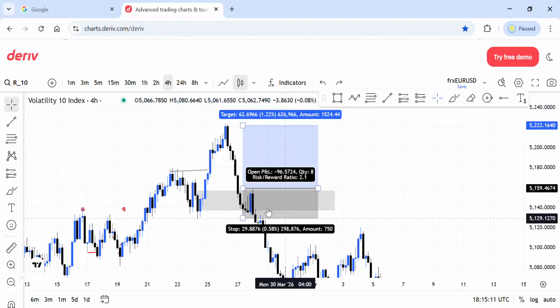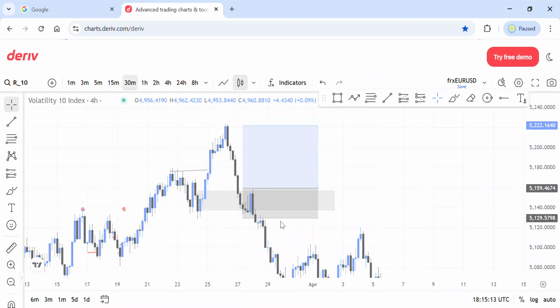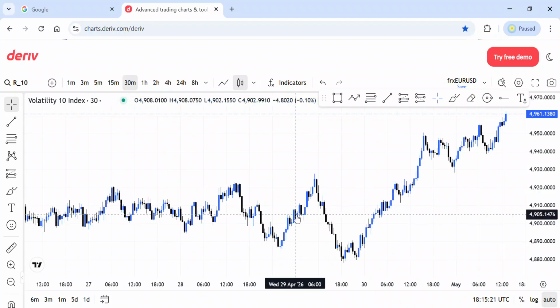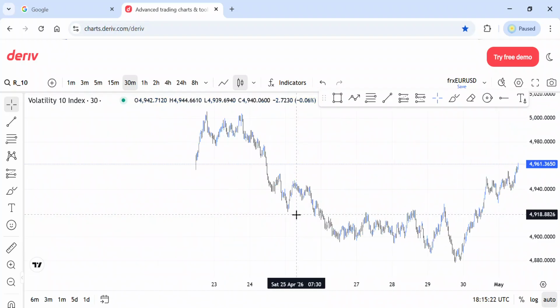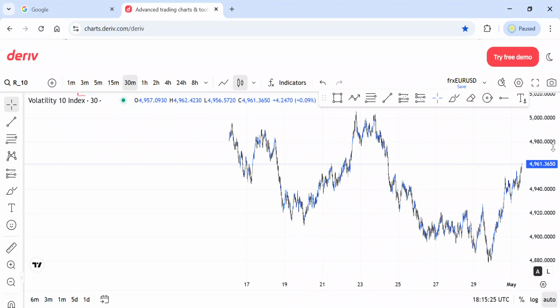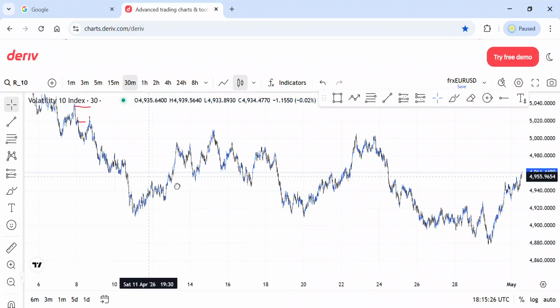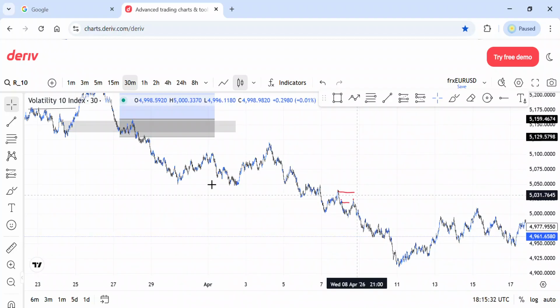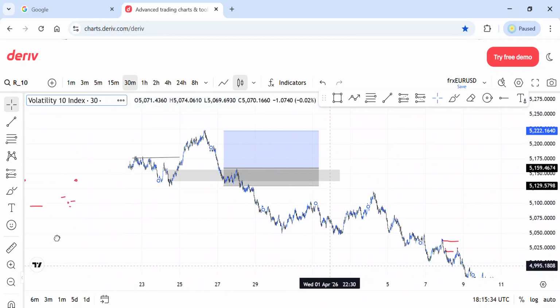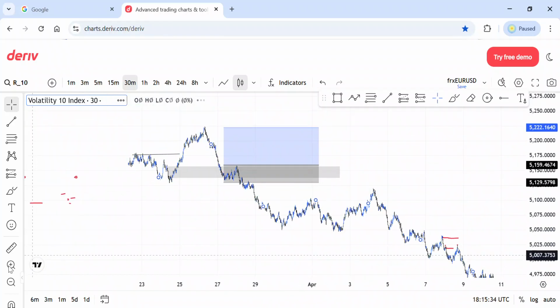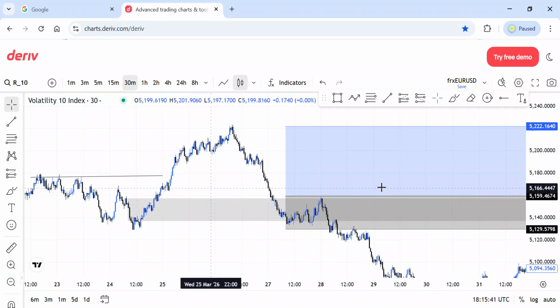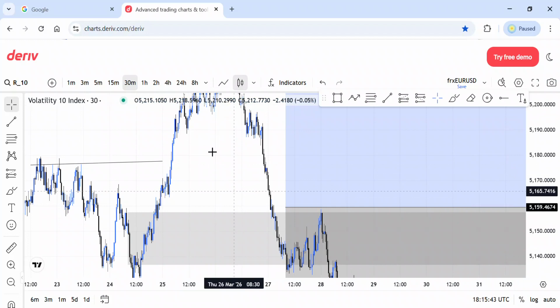So let's see if you are going to see a confirmation here. Let's go to 30 minutes. Let's see if there is going to be a confirmation entry right there. I hope that side shows. All right, I think it is popping up already. Let's see if we are going to see a confirmation entry.